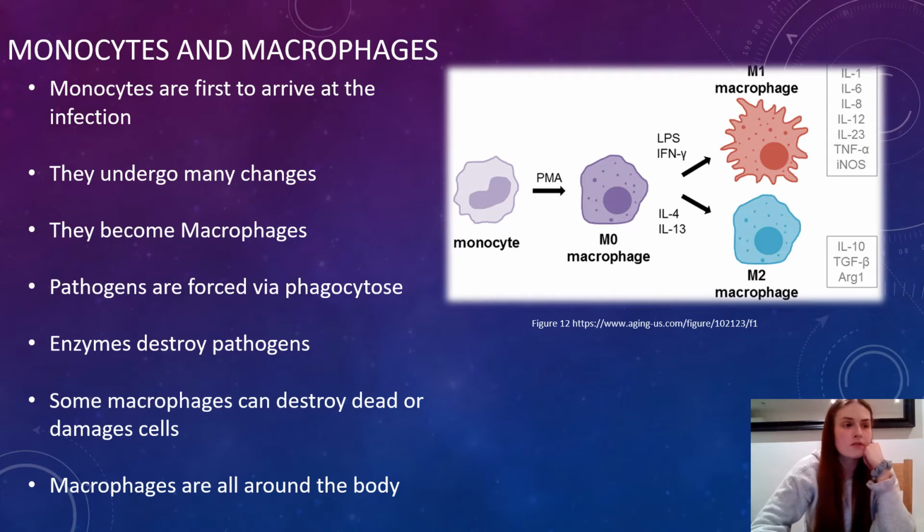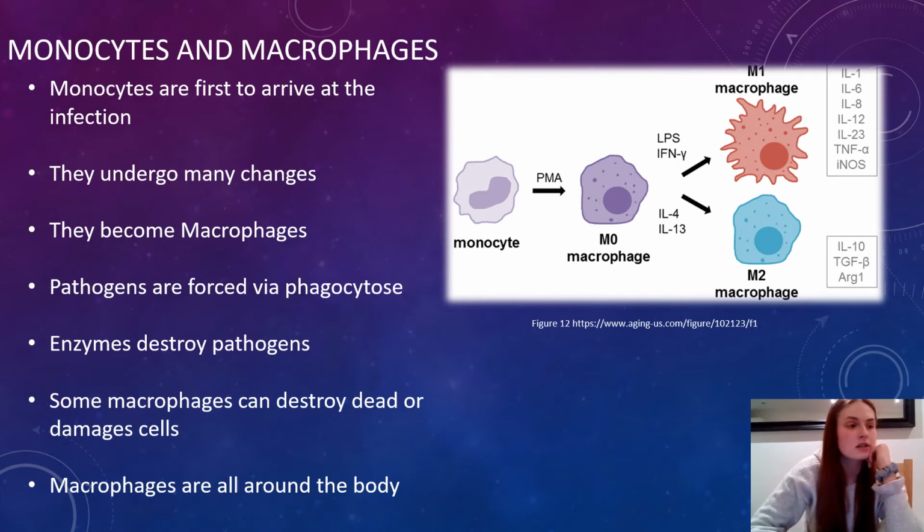Monocytes arrive at the infection, undergo changes, and then become macrophages. Pathogens are engulfed via phagocytosis and enzymes destroy the pathogens. Some macrophages are found all over the body.